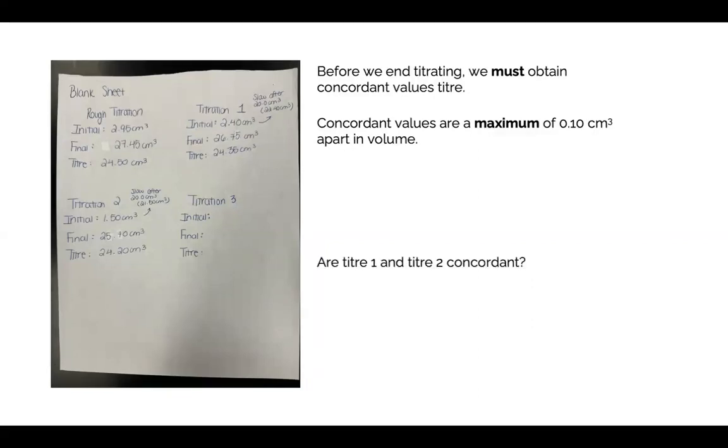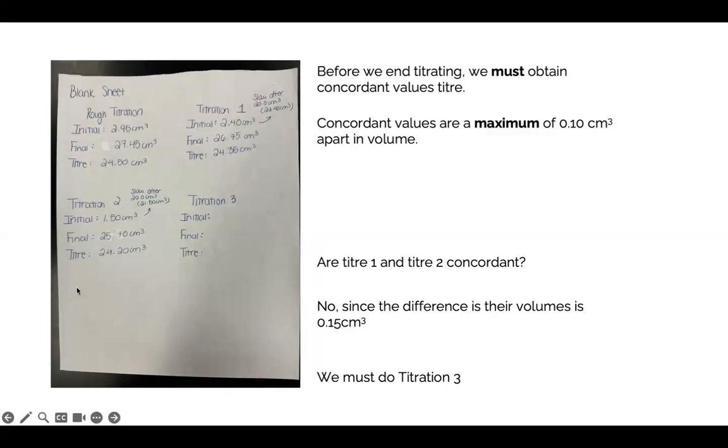Are titration 1 and titration 2 concordant? No, because the volume added differs by 0.15, which is greater than the required 0.10. So that's how we know we must do a titration 3 for accuracy purposes. So we're going to do the same step. The bottom of the meniscus here lies in between 0.1 and 0.2. So we are going to mark that as 0.15 because it lies in between the two lines. 2 decimal places and measured in centimeters cubed.